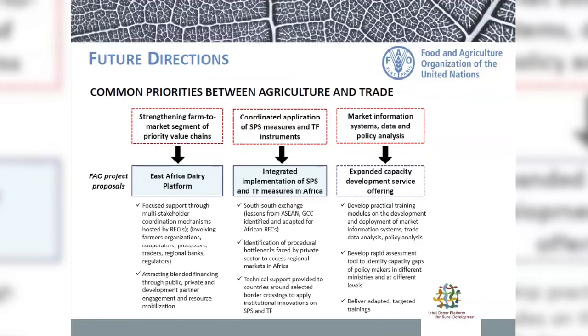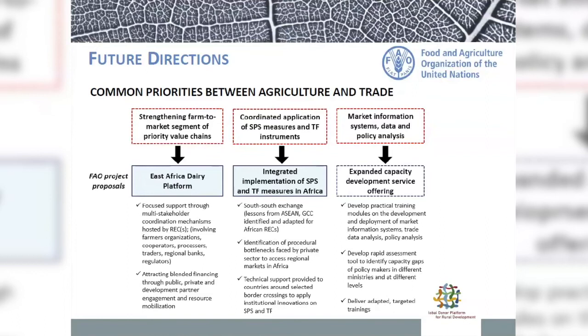So we have developed a project proposal, which will be a South-South exchange of lessons learned. We have as examples ASEAN, the Gulf Cooperation Council, but also regional efforts in Latin America and other parts of the world, but mostly South-South exchange, because this could be closer to the needs of the African continent. All of these lessons can be adapted so that solutions can be implemented in Africa. But this could also go down to technical support provided at the country level or at selected border crossings, in a way that will address bottlenecks faced by the private sector, which has to be our main target, because these are the actual trade operators.